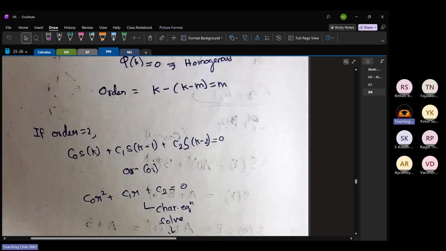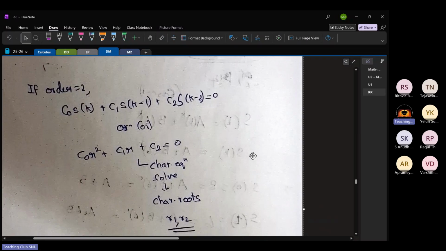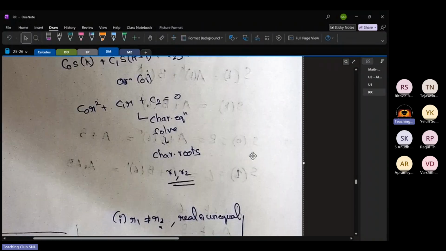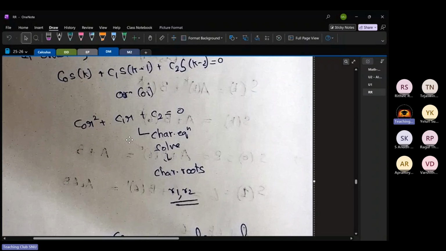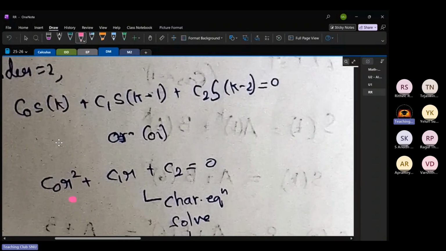If it is order 2, it will be c naught s of k plus c1 s of k minus 1 plus c2 s of k minus 2, and that you replace by c naught r square plus c1 r plus c2 is equal to 0. Right? I hope you all understand how this comes. So c naught r square, c1 r, and c2 r power 0.